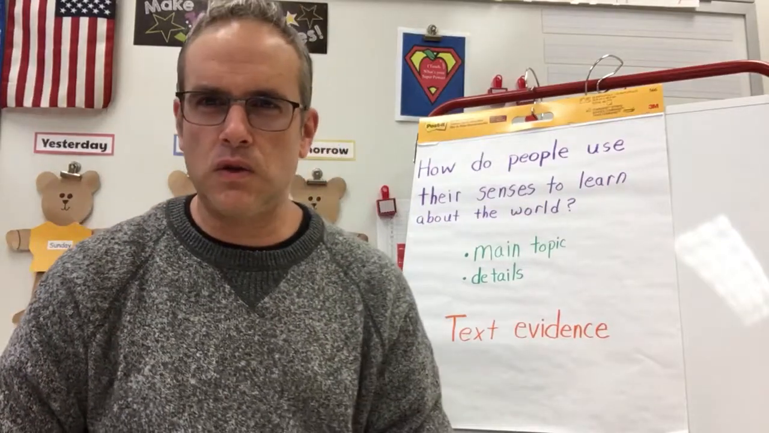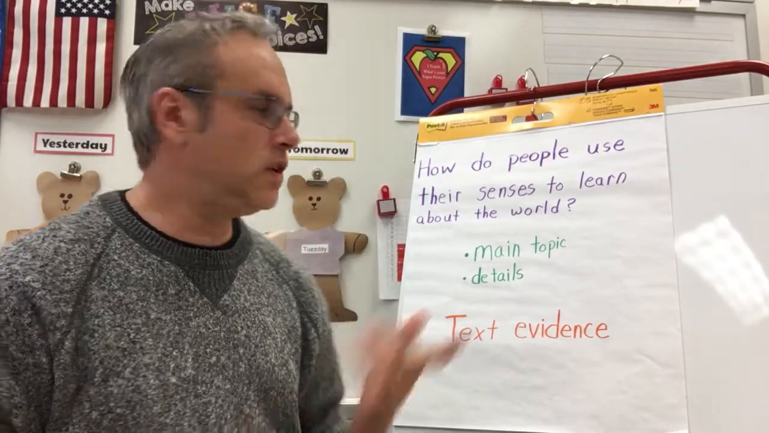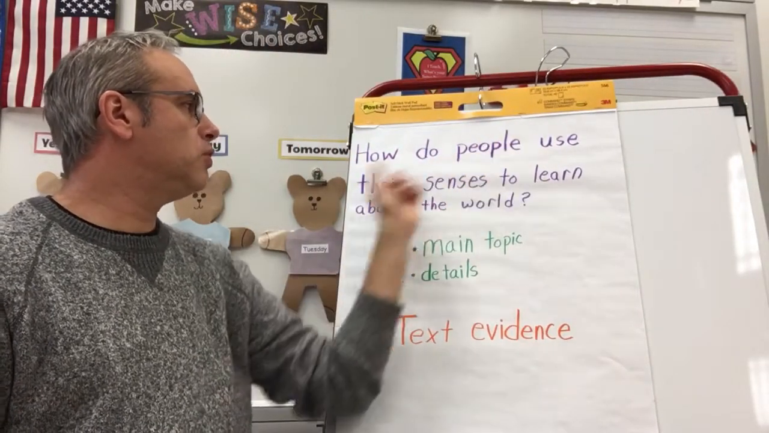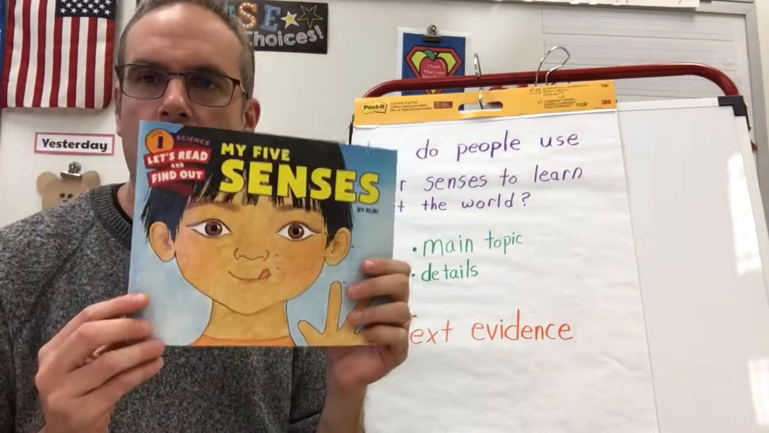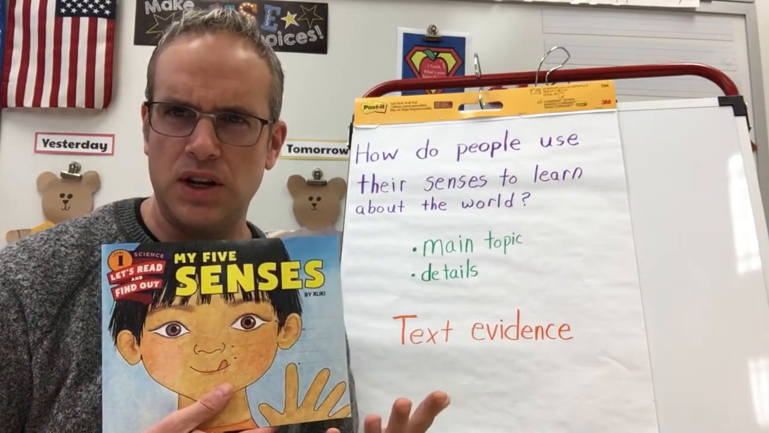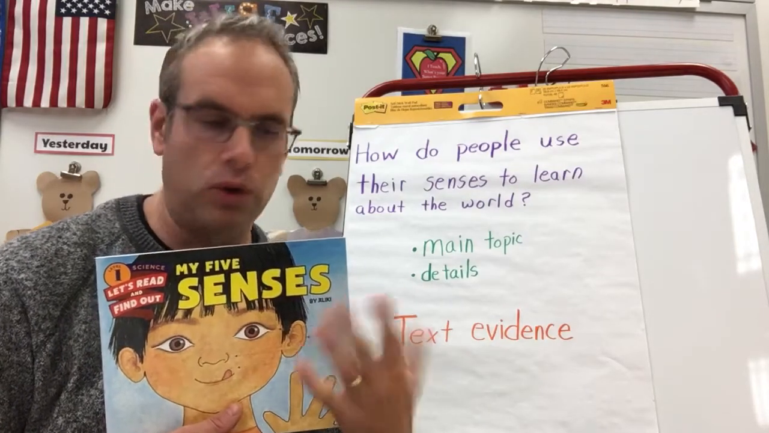Hey, kindergarten. So today for our Wit and Wisdom reading lesson, we're going to continue to think about this focusing question, which says, how do people use their senses to learn about the world? Okay, so we've been working with this story called My Five Senses, and we're going to continue to look at that question and think about how this boy uses his five senses to learn about the world, all right?